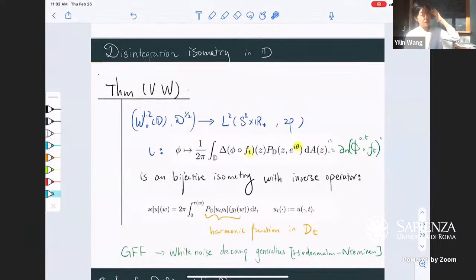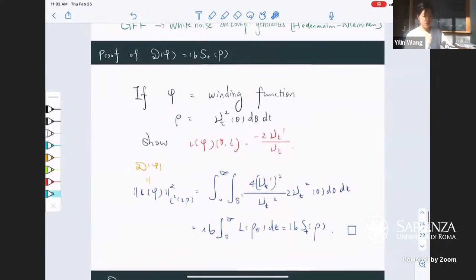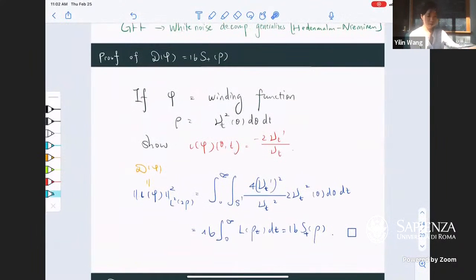So this is the result that works more generally for rho. But then when we want to establish this result, we need some assumption on rho so that the terms integrate well into this.